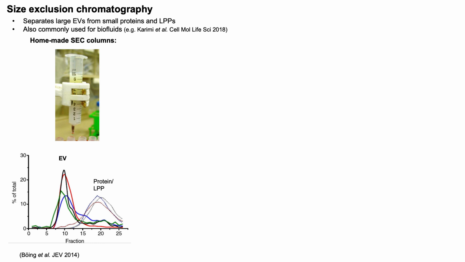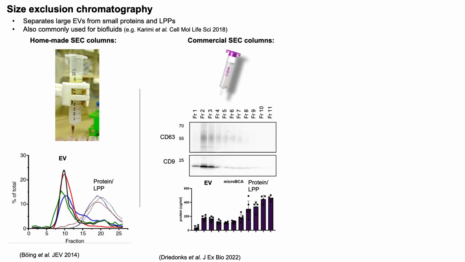You can make them at home following the paper of Rink Nieuwland. So by putting resin in a syringe, you can make these columns yourself, and you can see on the bottom that it separates your EVs from proteins. Another thing, you can buy these commercially. These also give a good separation between EVs and proteins.